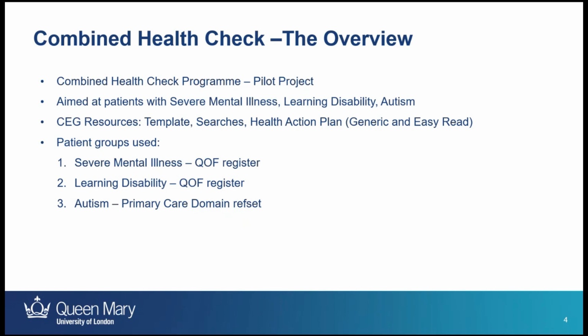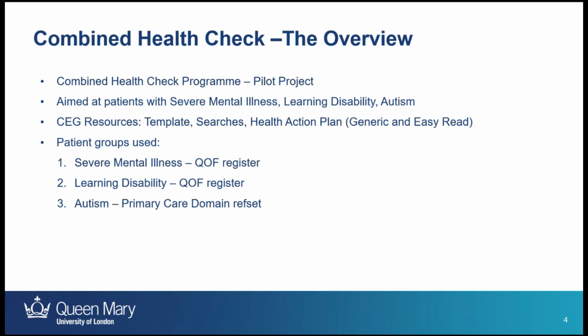The idea is to have one health check for your patients with severe mental illness, learning disability, and autism. As you know, it's not applicable to all the practices at the moment, just selected ones like yourselves. It's a pilot project. And in terms of the resources, we've worked alongside the project management team on the template, the searches, and the health action plan documents. There are two of them, the generic and the easy read documents. During the training, we will be going through those and looking at how you would be using these resources.